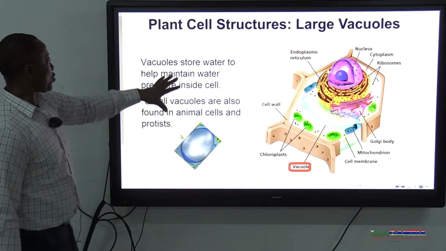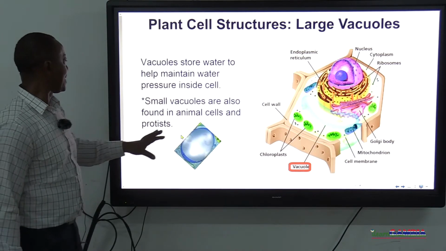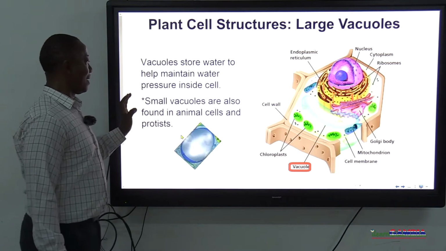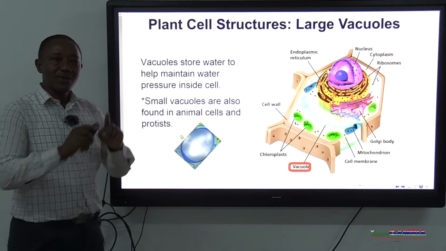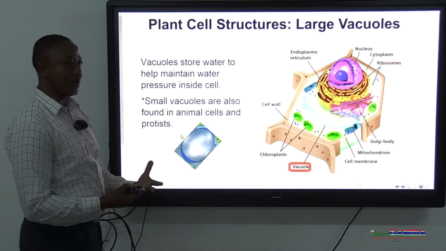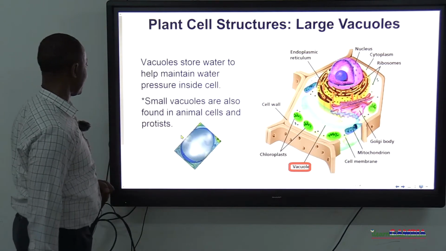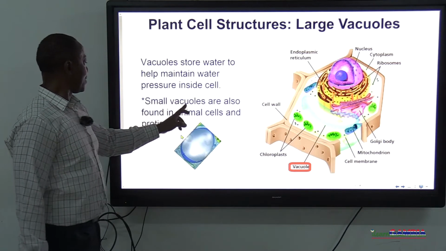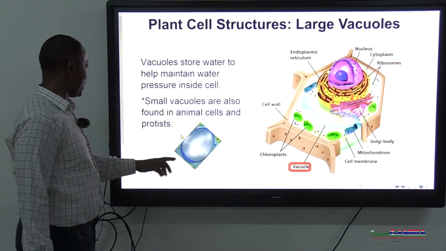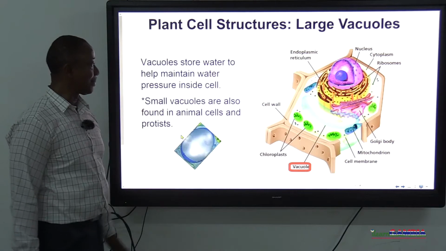Vacuoles are there to store water, to help maintain the pressure inside the cell. This is why plant cells are said to have a fixed shape, because they have this vacuole that will help to keep support in the cell, and then the cell has a shape. They say small vacuoles are found in animal cells and protists, so we don't forget that.